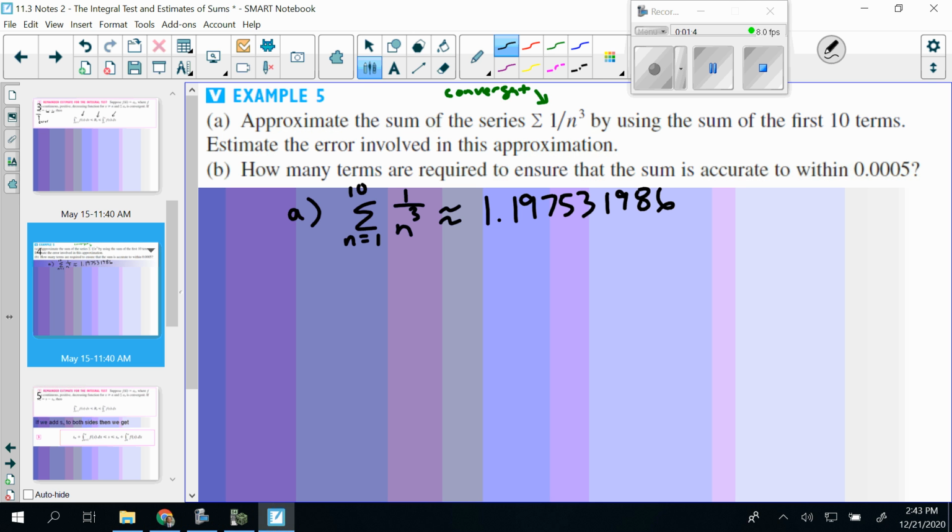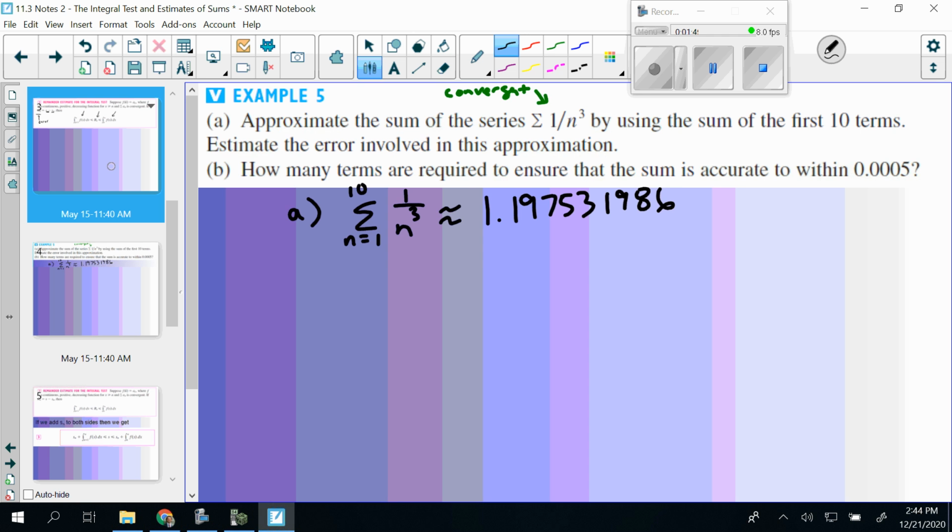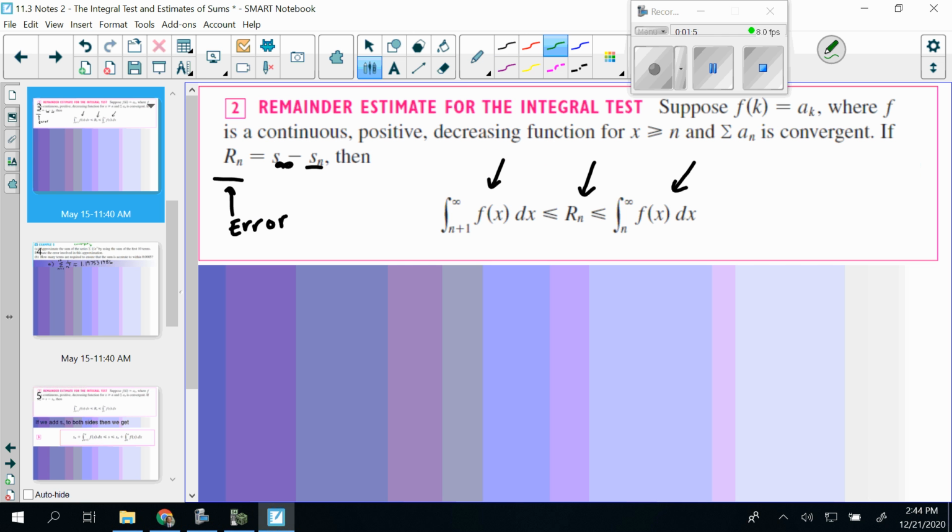So there's our approximation. All right, now there's another part to this. It says estimate the error involved in this approximation. So what we're going to do next is look at our error, our remainder. It's going to be less than or equal to the integral from our n value, which here is 10, to infinity. So we're going to go back now and figure that out.